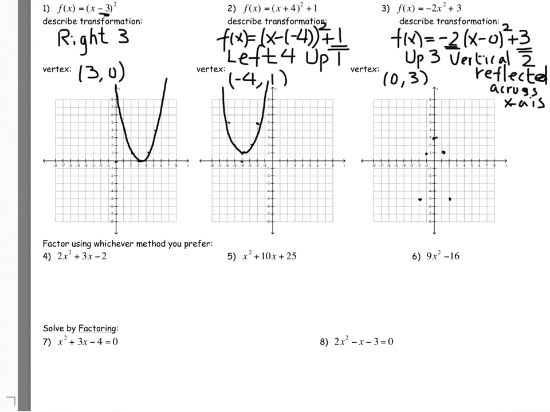So the vertex point tells us it's being moved up by 3 units. There was no horizontal shift left or right because we are subtracting 0, and then a vertical stretch factor of 2 reflected across the x-axis.